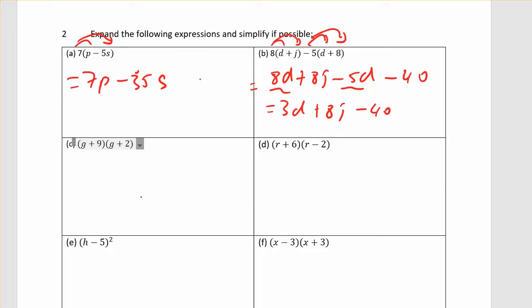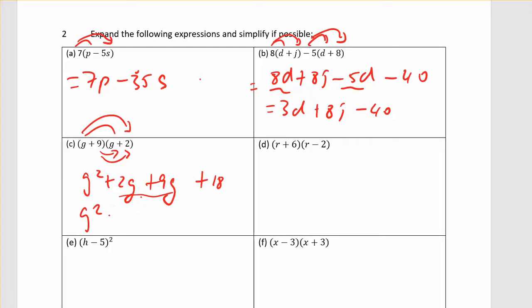Now, this question, I want a rainbow. So G times G is G squared. G times 2 is 2G. 9 times G is 9G. 9 times 2 is 18. Okay, now the G's can combine here. So we've got 9 plus 2, which is 11G plus 18.